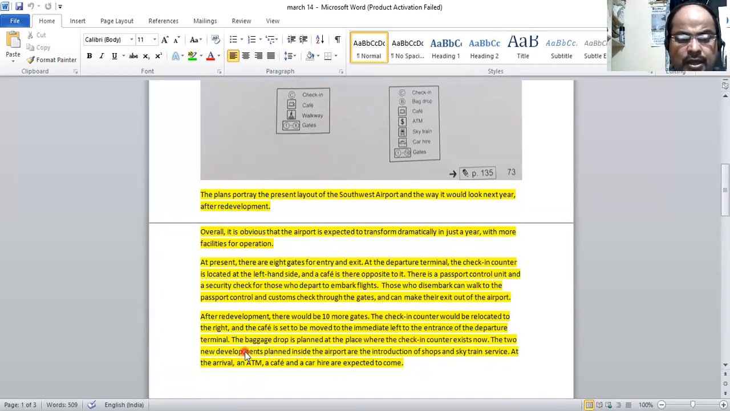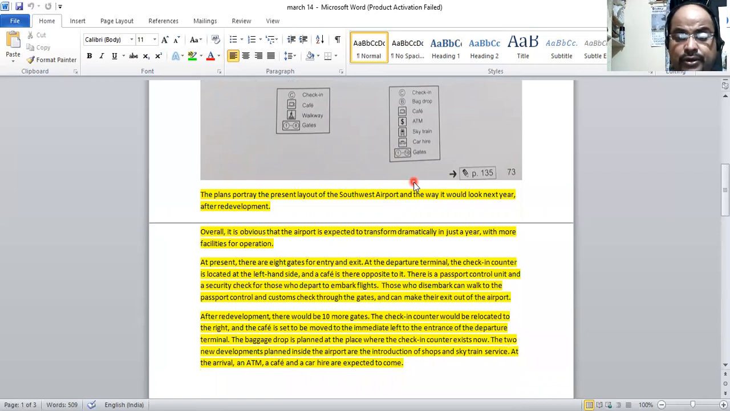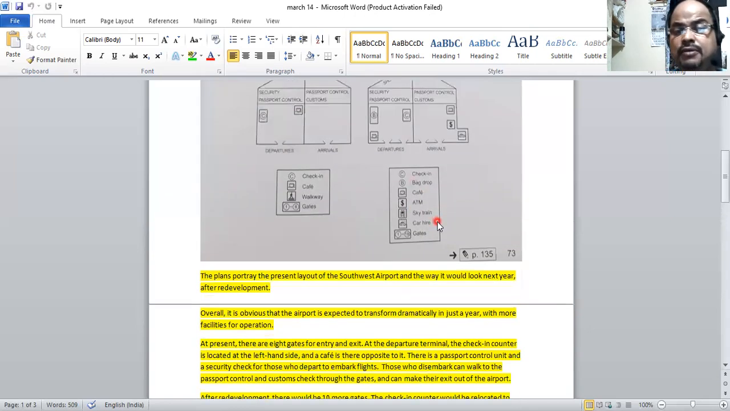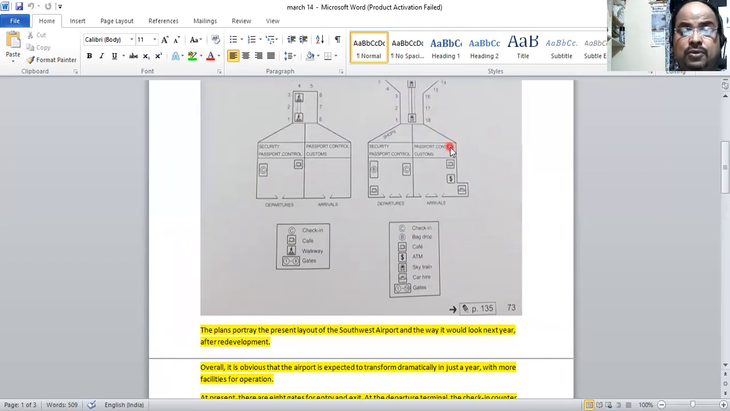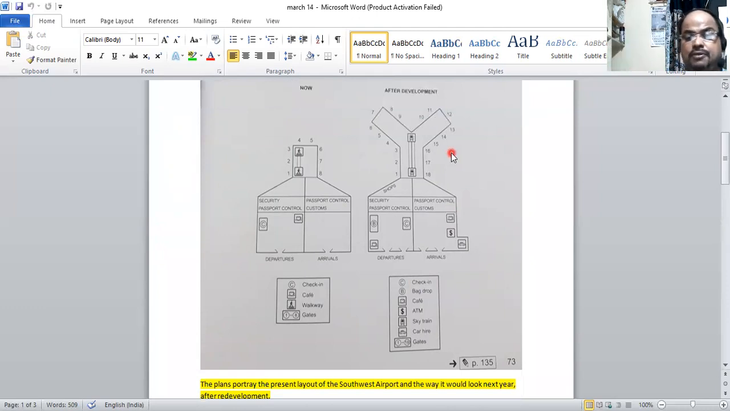The 2 new developments planned inside the airport are the introduction of shops and the SkyTrain service. At the arrival, an ATM, a cafe, and a car hire are expected to come. So we do have ATM, a cafe, and a car hire at the arrival gate. This is the expected change next year. So we do have a lot of changes in just a period of a year.